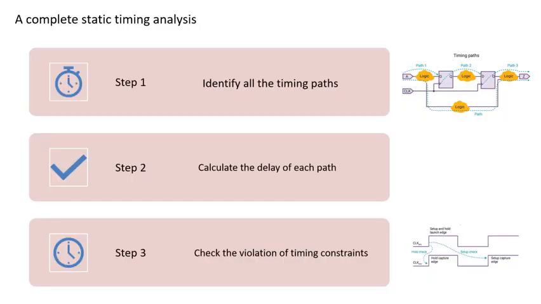A complete static timing analysis consists of mainly these three steps. First, we identify all the timing paths of the circuit as mentioned in the previous slides. Second, each path's delay will be calculated. And the last step is to check the violation of the timing constraints for each path. As you know, the checking of the timing constraints involves mainly the setup time checking and the hold time checking.